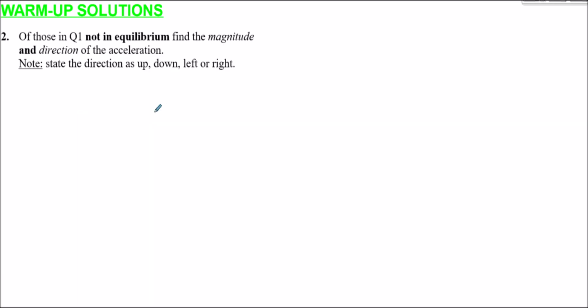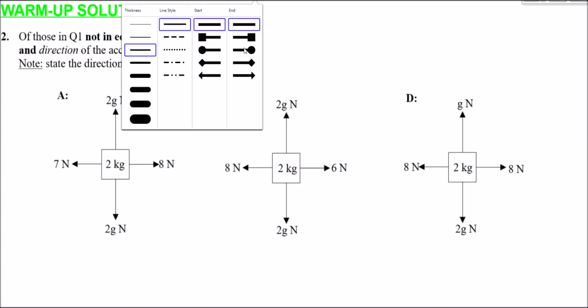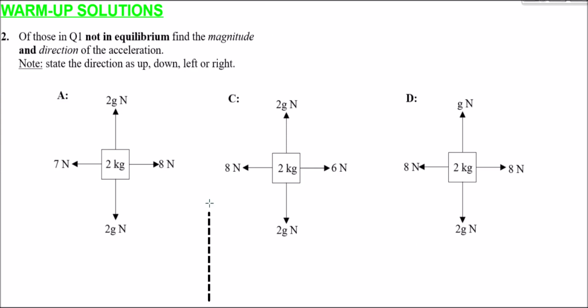Question 2, it says, of those in question 1 not in equilibrium, we need to find the magnitude and direction of the acceleration. So we need to state the direction of this acceleration as well, whether it be up, down, left or right. So reminding ourselves from question 1 of those systems, A, C and D weren't in equilibrium. So I'm just going to section this off here, then we can work out the magnitudes of the resultants on each and therefore the accelerations of each.